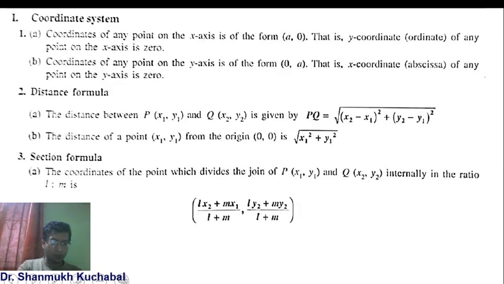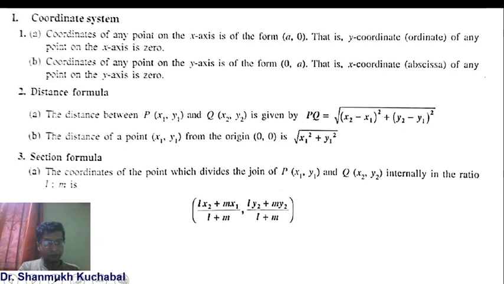Coordinate system. Basically, the coordinate of any point on the x-axis is of the form (a, 0). That is, for a point on the x-axis, we have to take the y coordinate as 0, and any scalar quantity a will be the x coordinate. Similarly, the coordinate of any point on the y-axis is (0, a): we take the x coordinate as 0, and the y coordinate is any value, represented as a.